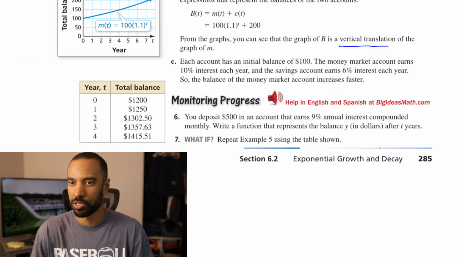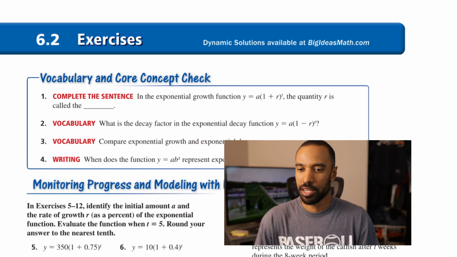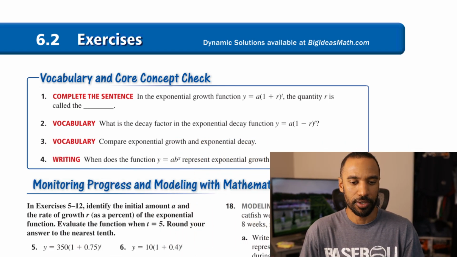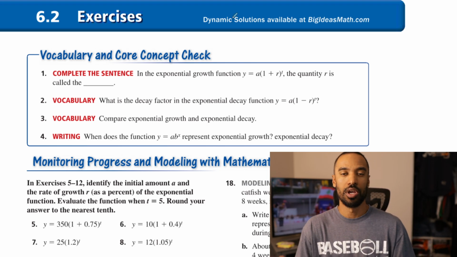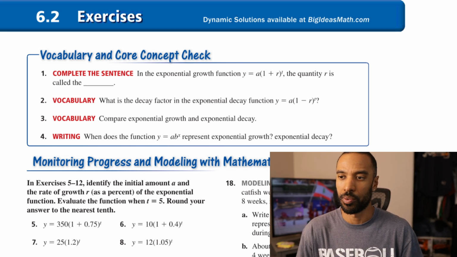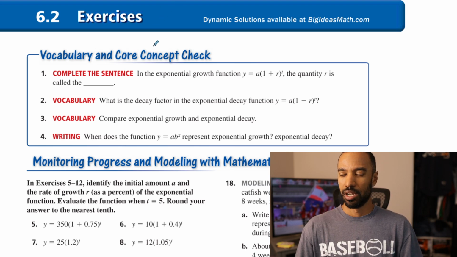Okay, is that the end of the lecture portion? Let's see. That's the end of the lecture portion, guys. We have 1 through 4 in vocabulary and core concept check to begin with. After that, we have numbers 5 through 58 to do, which could go quickly. It all depends on what we're doing there, especially now that we talked about the sets.